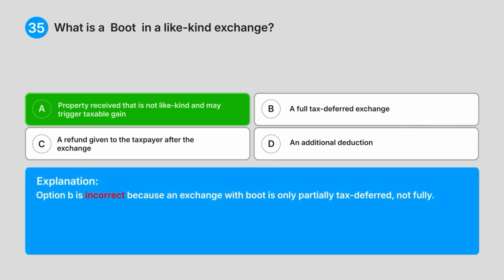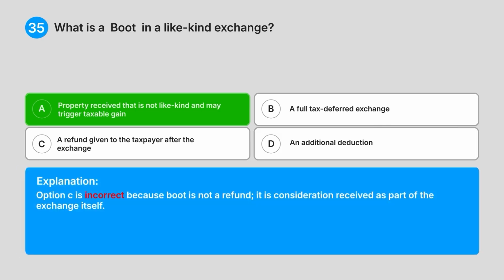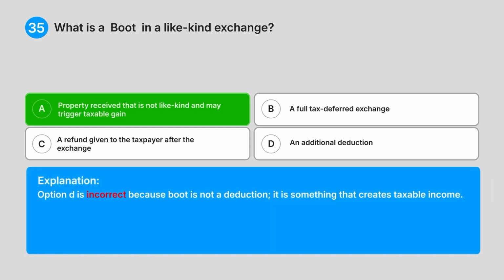Option B is incorrect because an exchange with boot is only partially tax deferred, not fully. Option C is incorrect because boot is not a refund. It is consideration received as part of the exchange itself. Option D is incorrect because boot is not a deduction. It is something that creates taxable income.